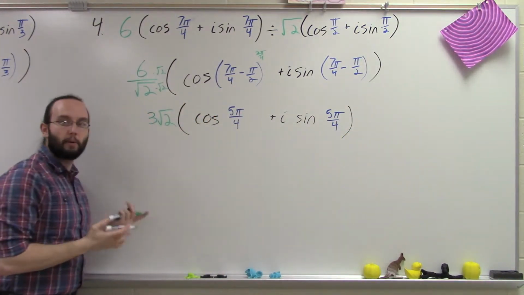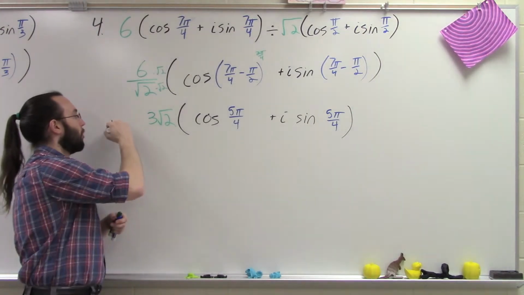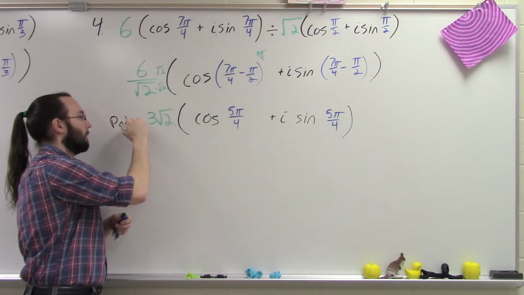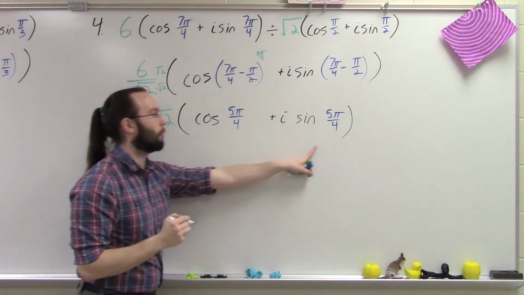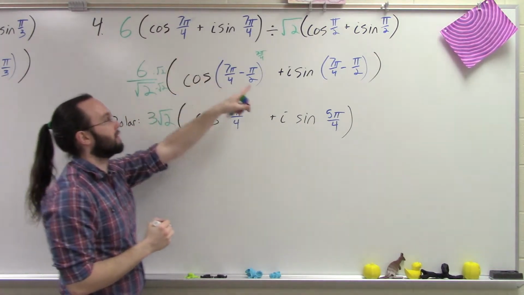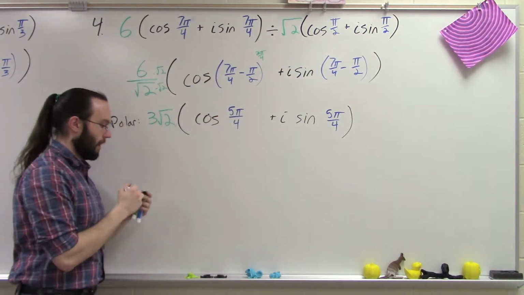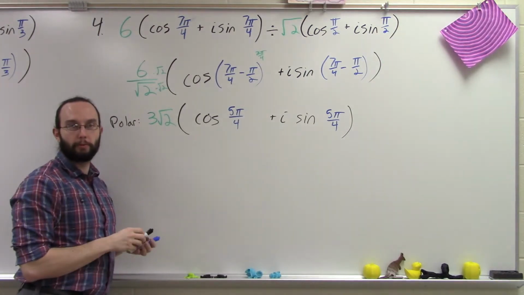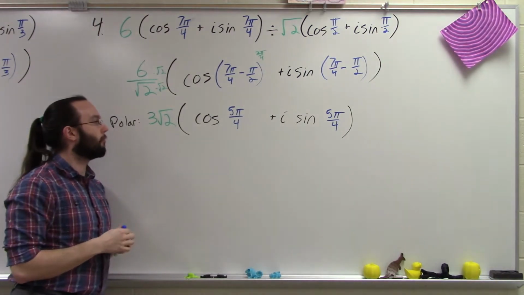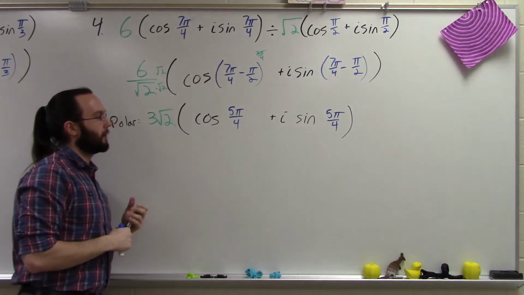So again, if they were asking us for this quotient in polar form, we would be done. That is the polar form of these two complex numbers divided. However, they did not ask us for polar form. They did ask us for rectangular form. So we need to do a little bit of work here.